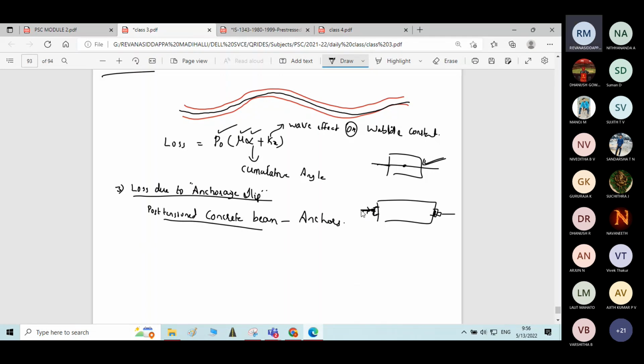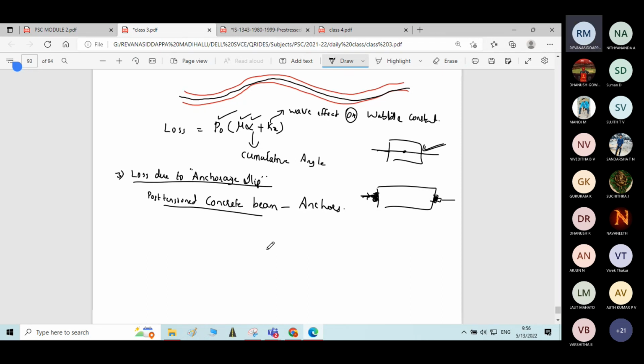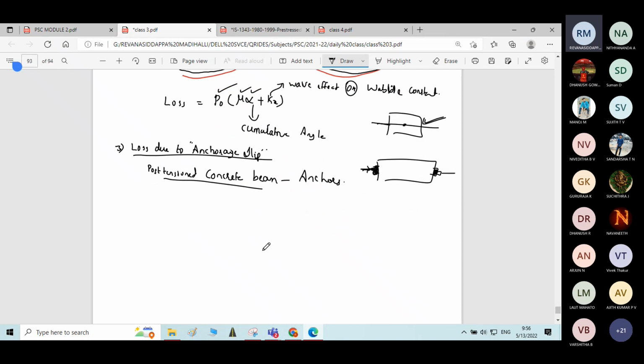When the pre-stress is transferred to the anchorages, there will be slight movement of these anchorages. That means some slip will take place. Due to that slip, there will be a small shortening of the length of the tendon. Therefore, there will be losses due to anchorage slip in the post-tensioned concrete beam.